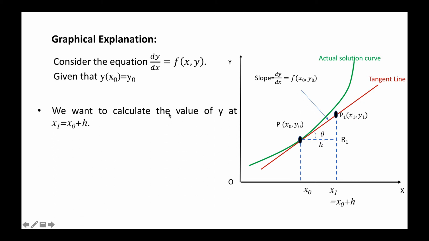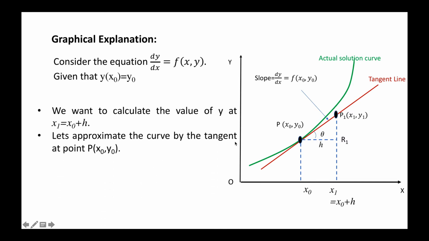We want to calculate the value of y at the next point, say x1, which is x naught plus h. We want to find the value of y at this point x1 on the green line, because this is the actual solution curve. So we want to find this. What we'll do in this method is approximate the curve by the tangent at point P.